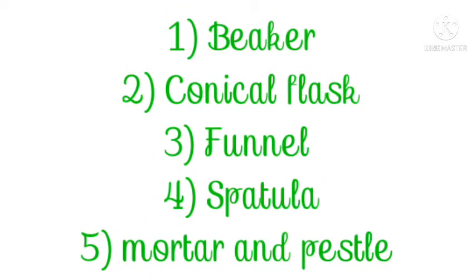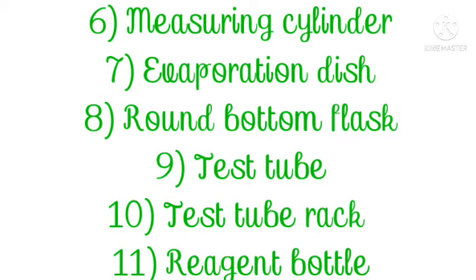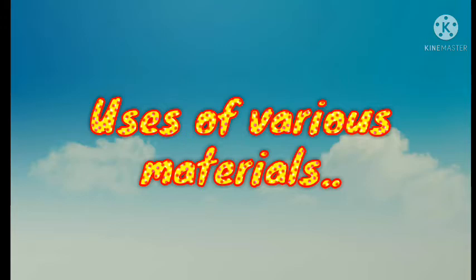There are various materials used in a laboratory, which are: 1. Beaker, 2. Conical flask, 3. Funnel, 4. Spatula, 5. Mortar and pestle, 6. Measuring cylinder, 7. Evaporation dish, 8. Round bottom flask, 9. Test tube, 10. Test tube rack, 11. Reagent bottle. So these are various materials found in a laboratory.